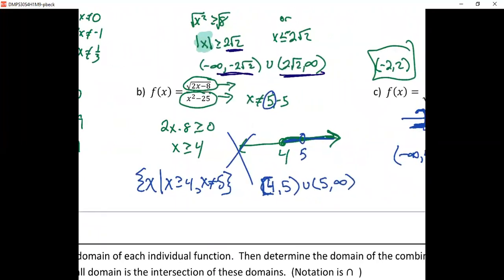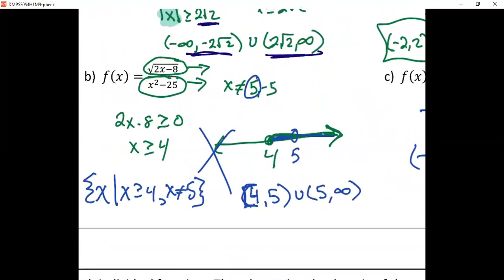For part B, we got a couple different things going on here. First of all, the denominator, if you solve it, x is not allowed to equal either positive 5 or negative 5. Second thing, if we do the square root, or that radical portion of it, we will get that x is greater than or equal to 4. So our challenge is, how do we put that all together onto one graph? Well, this is where I graphed it out.